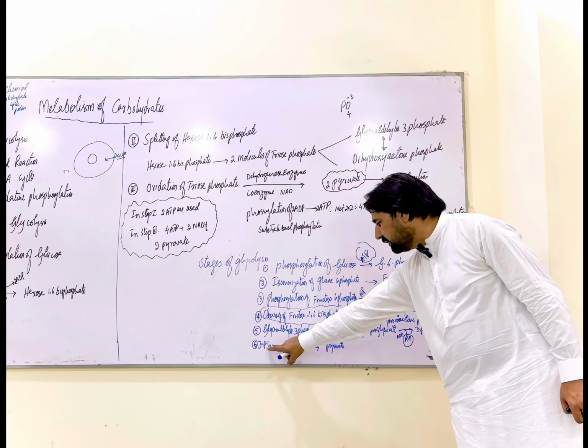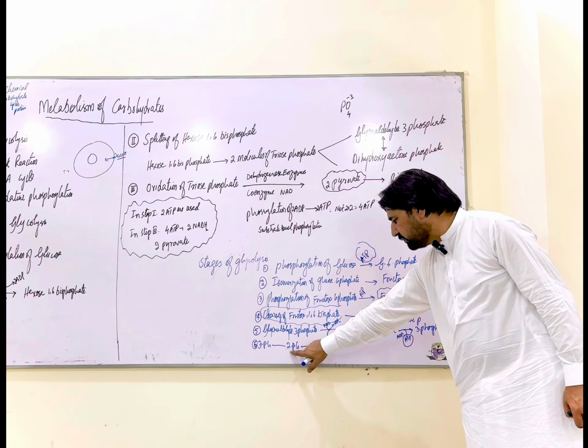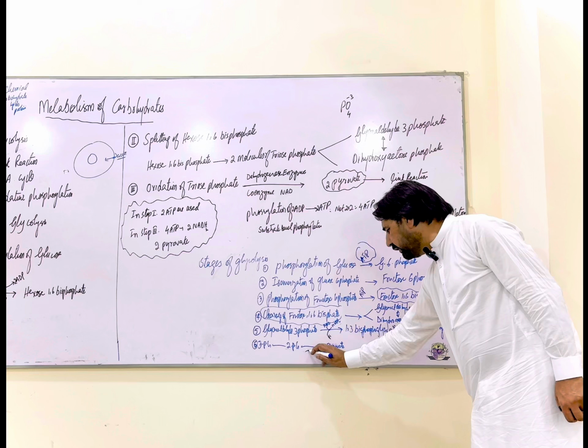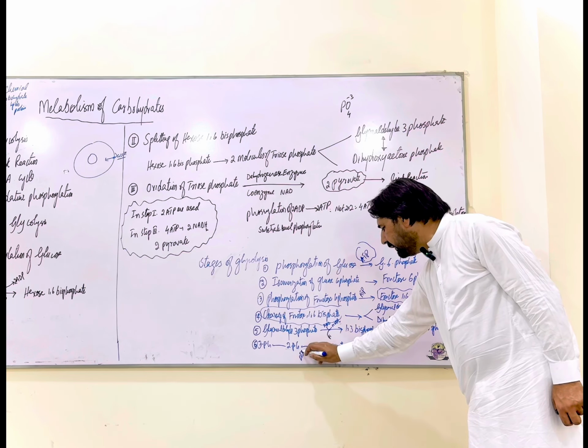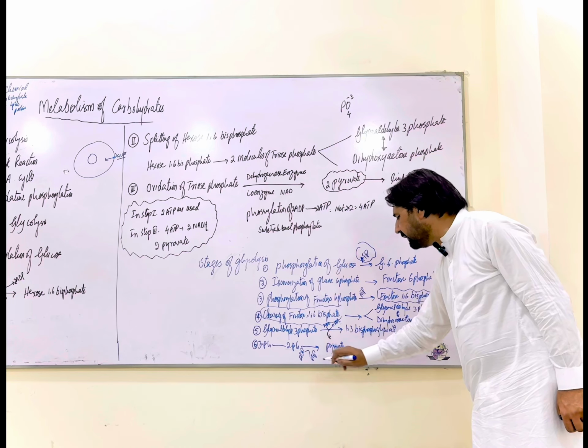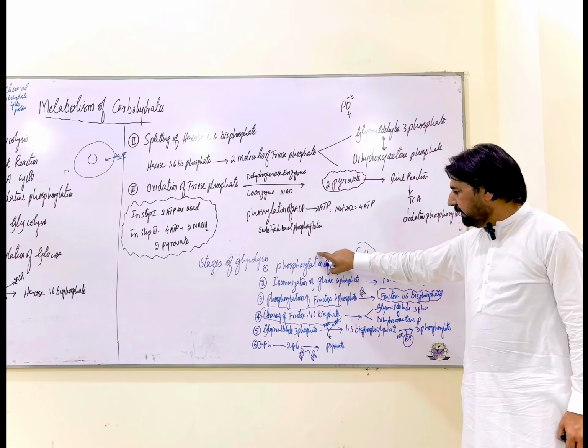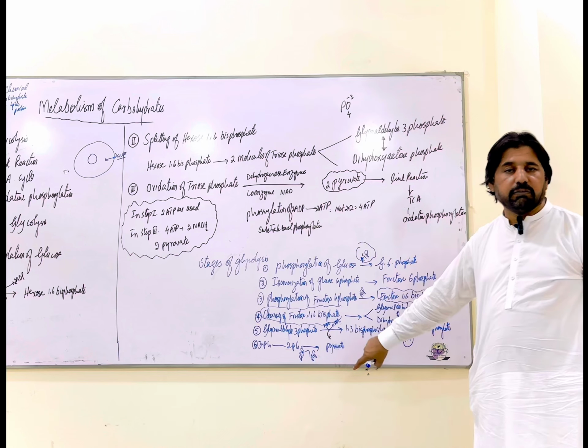Again, 3-phosphoglycerate is converted into 2-phosphoglycerate, and 2-phosphoglycerate is converted into pyruvate. Right over here again, ADP is converted into ATP. During the glycolysis of one glucose molecule, this process is repeated twice.